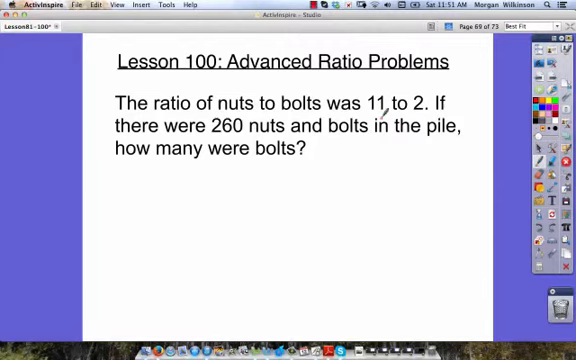Lesson number 100 is about advanced ratio problems. And our first question says, the ratio of nuts to bolts was 11 to 2. If there were 260 nuts and bolts in the pile, how many were bolts?